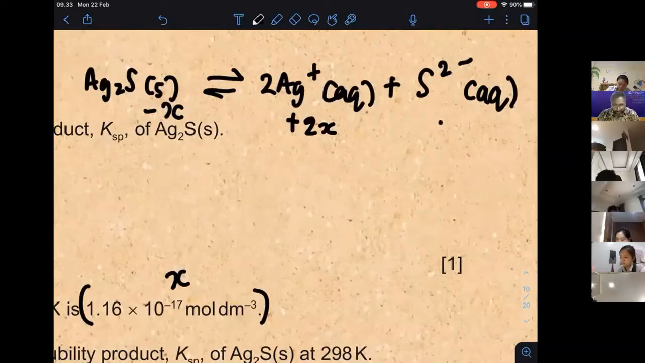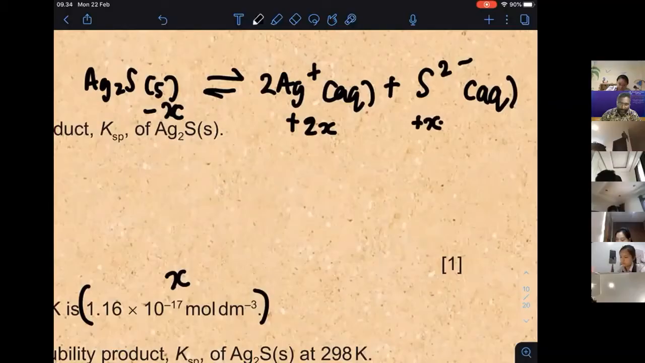So talking about solubility, I will take solubility as X. So we take it as minus X, this one will be plus 2X, and this one will be plus X. That is going to happen if they dissolve normally. So they actually have 1 mole, 2 moles, and 1 mole. Just like that.